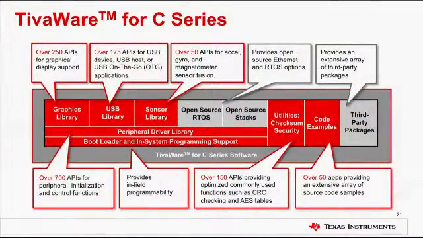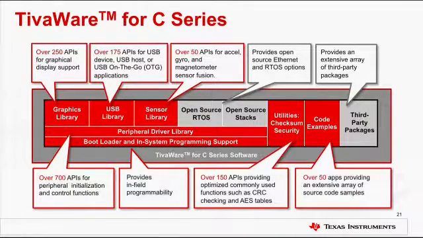Now let's spend a minute and take a look at the software that comes with the TM4C123X family of microcontrollers. TivaWare for C series is an extensive suite of software designed to simplify and speed up embedded application development using the Tiva C series microcontrollers. TivaWare for C series includes Peripheral driver library, graphics library, USB library, and sensor library, which include several APIs to configure and initialize different peripherals of the Tiva C series microcontrollers.